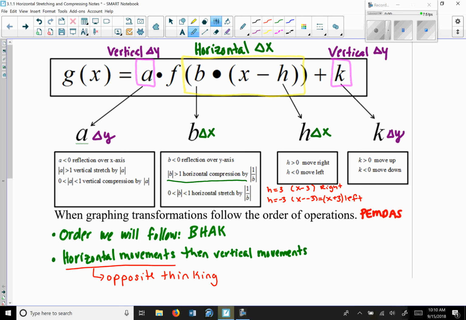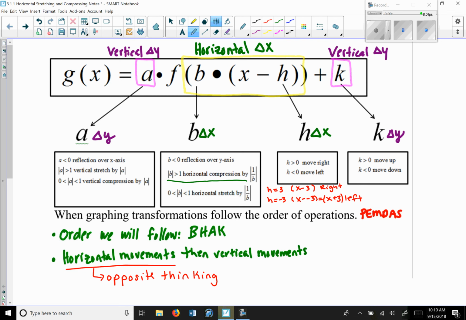Remember, when you're graphing the transformations, you're going to follow the order of operations. That means we're going to do the B, H, A, and then the K. So your horizontal movements are first and then vertical, just kind of like when you plot a point, you go over X and up or down Y. It's the same idea.